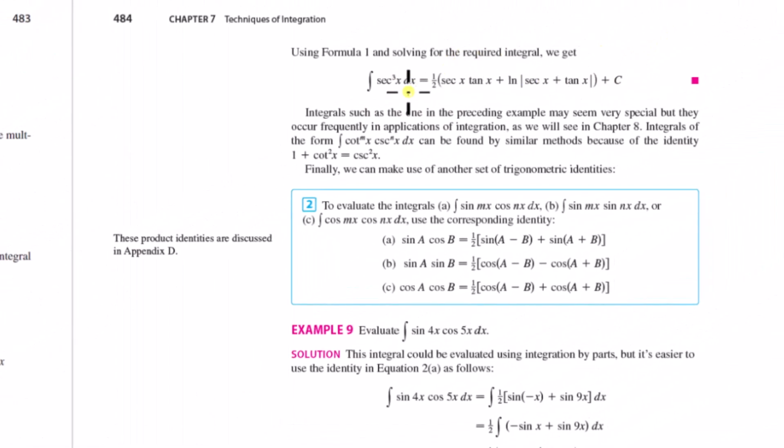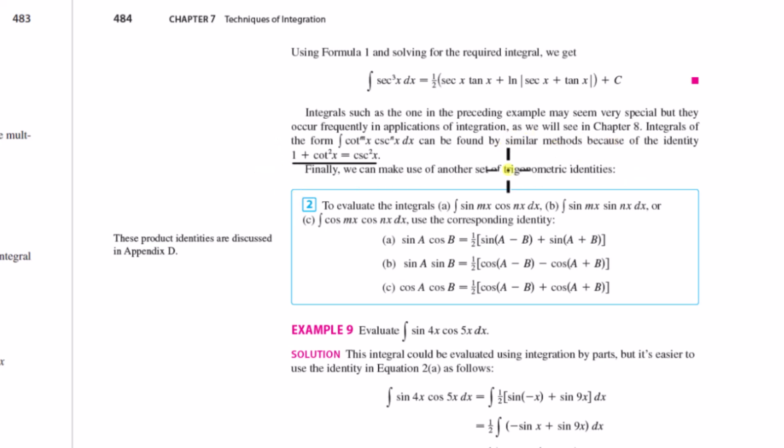All right, now it mentions if you've got powers of cotangent multiplying powers of cosecant, it's the same types of strategies that we've just gone over, with the main identity being this identity.